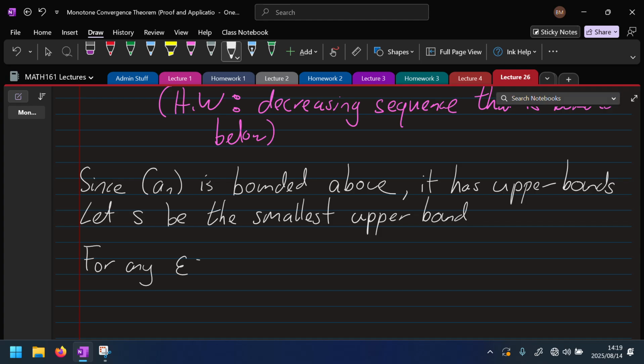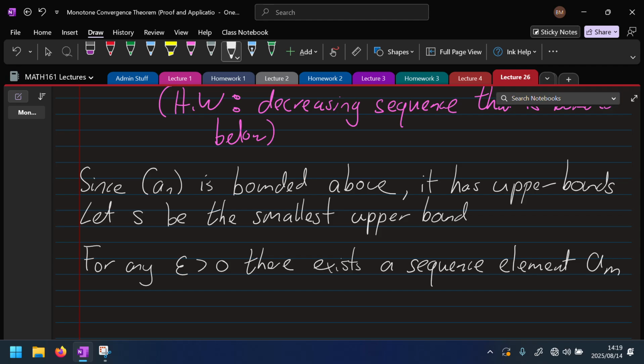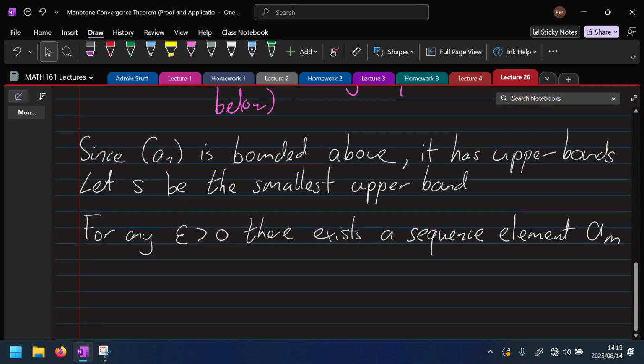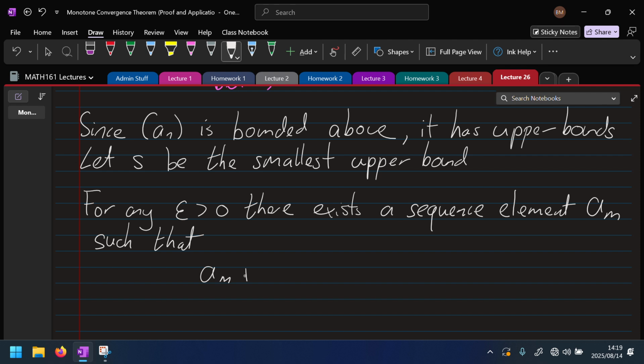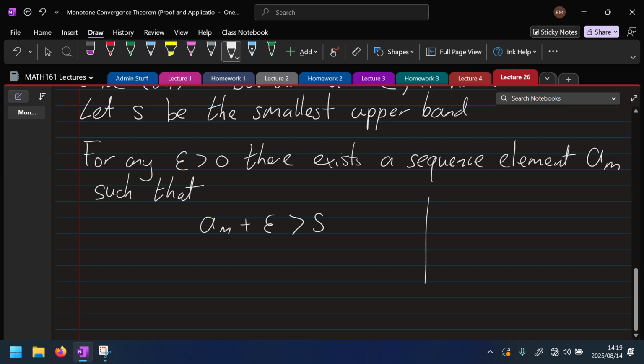Then for any epsilon greater than 0, there exists a sequence element a_m, so we count m elements into the sequence, such that a_m plus epsilon is greater than that lowest bound. So let's have a look at a little picture of what's going on here.